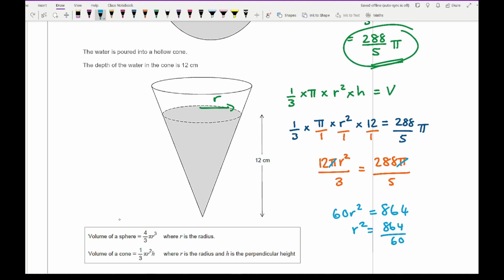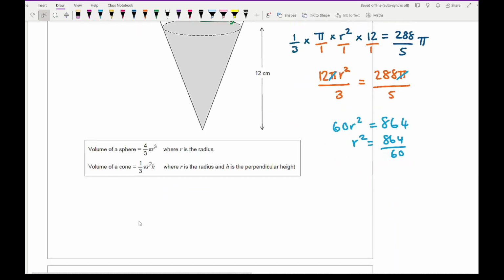I'm going to get an answer of, so that equals, r equals the root of 864 over 60. So r equals 72 over 5 rooted, and that as a decimal is 14.4.